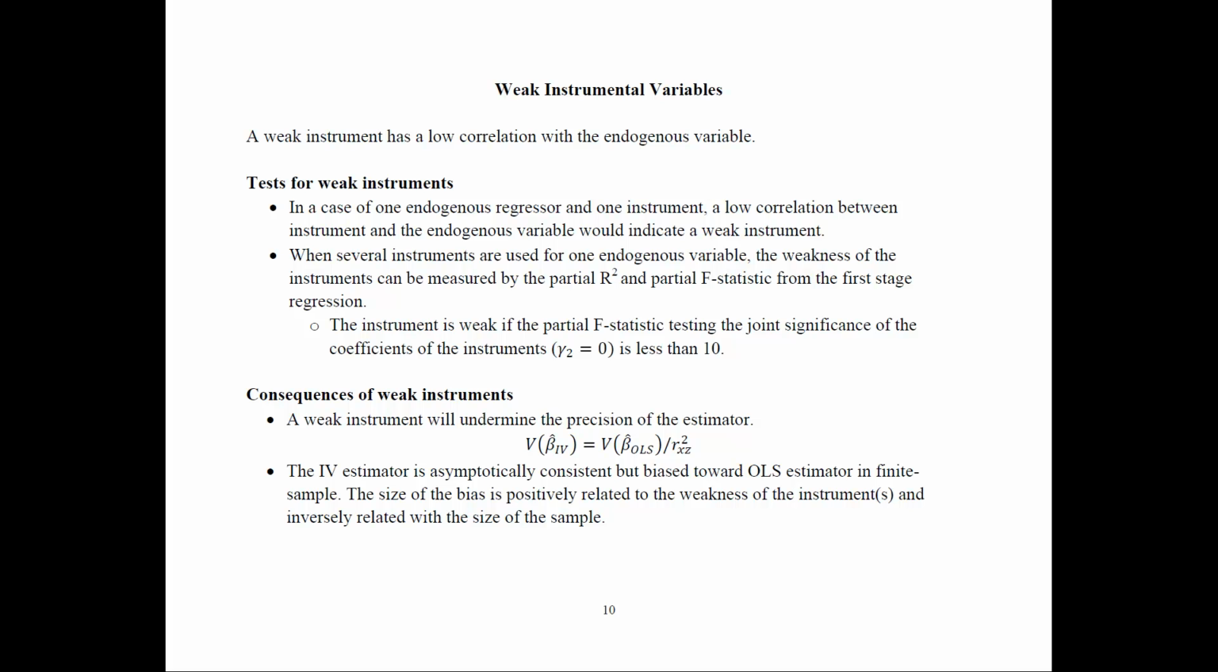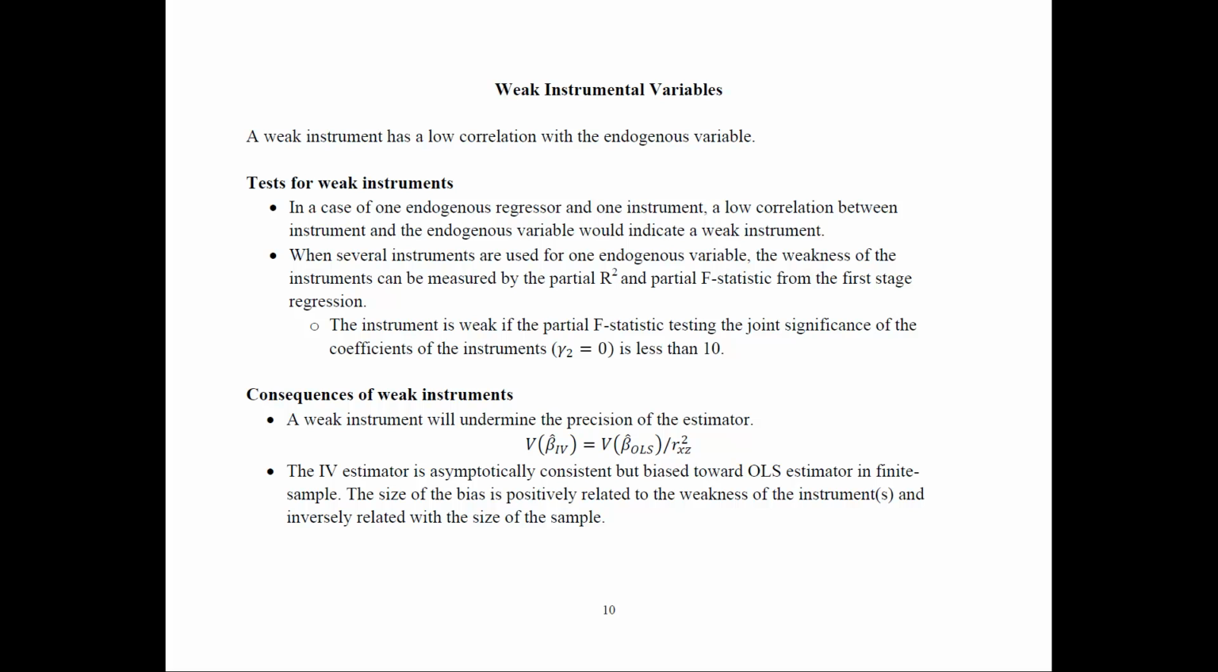So on this slide, I will talk about weak instrumental variables. A weak instrument has a very, very low correlation with the endogenous variable. Basically, we want to correct for the endogeneity, but because there's not much correlation, this instrument isn't helping that much. I mean, we want a very strong correlation, but that's usually not happening in real life.